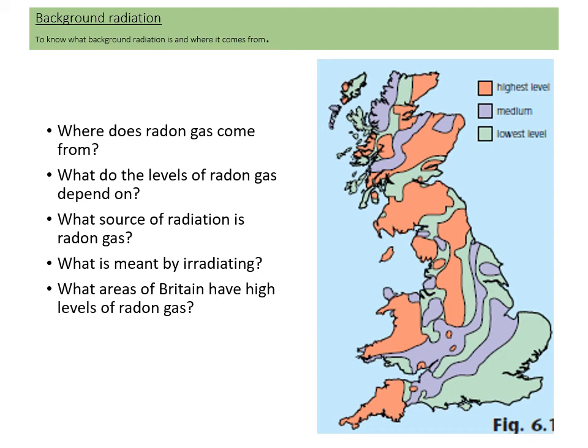What areas of Britain have high levels of radon gas? Well, we're talking Cornwall, Devon, vast areas of Wales, Scotland around Aberdeen, and central England around the Pennines, you could have put.